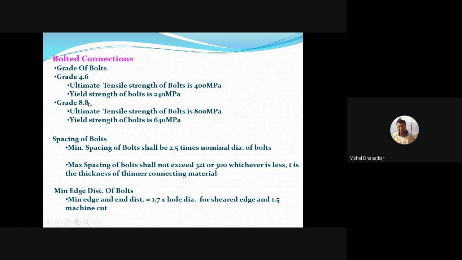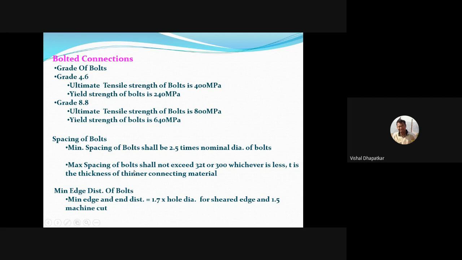In the case of 8.8 grade, 8 stands for ultimate tensile strength in multiples of 100. So 800 is my ultimate tensile strength of the bolt, and its 80% will be my yield strength. So 8 eights are 64, so 640 MPa is my yield strength. Similarly, we have 10.9, in which 1000 is the ultimate tensile strength of the bolt, and 90% of it is the yield strength. So just keep in mind what these numbers denote: grade 4.6, grade 8.8.